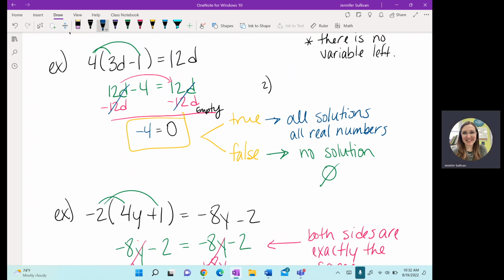All right, so those are the examples that you guys need for your notes. We'll work on more word problems and some of the trickier ones in class together.